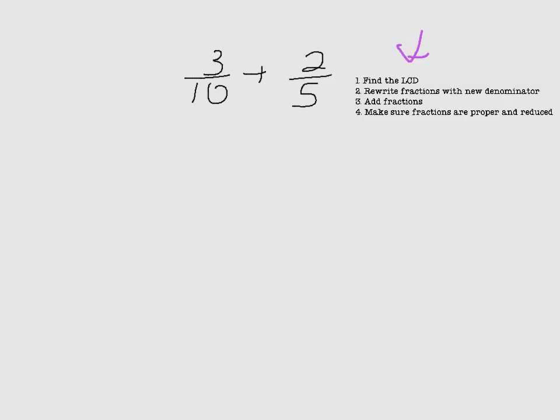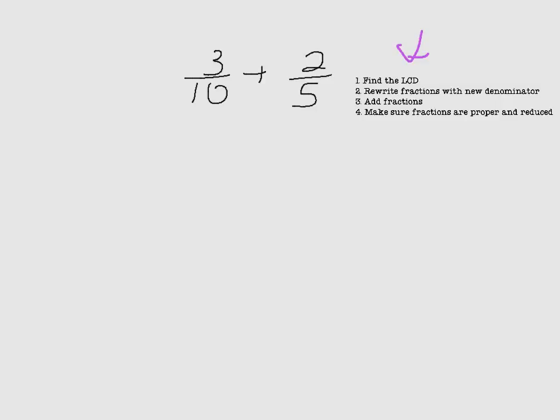When we're adding these two fractions, they don't have the same denominator, or the number on the bottom. And we can't add fractions until they have the same denominator. So the first thing we need to do is find the lowest common denominator.